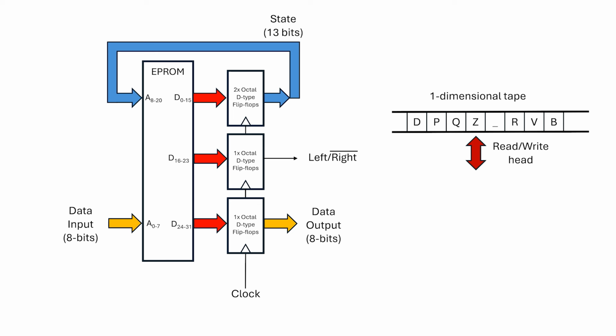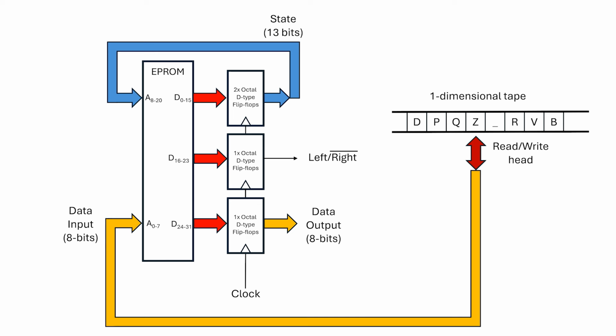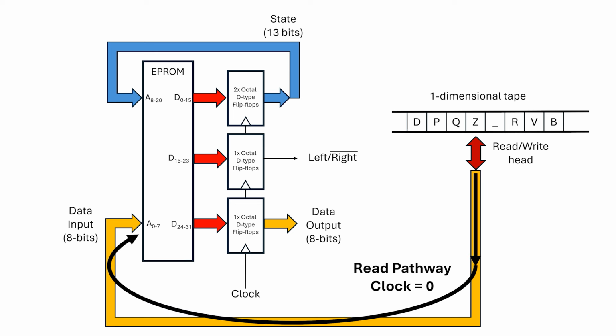The read-write head is connected to the data input on the EPROM. When clock's low, we read the data from the tape, which in this case is the character Z. Now let's say the combination of the current state and the Z input gives us a new state and an output of N.